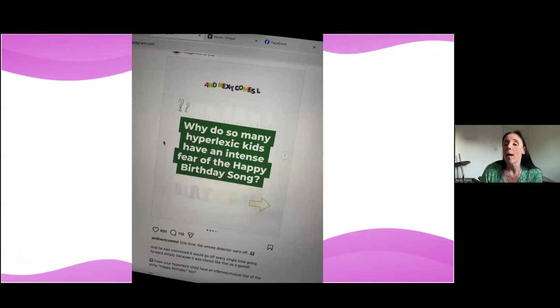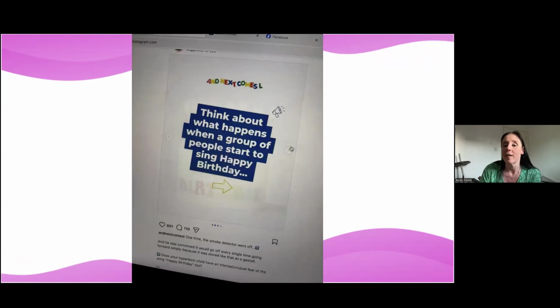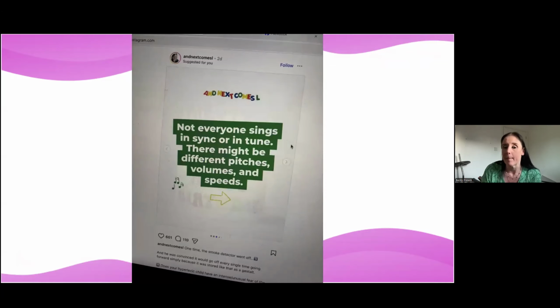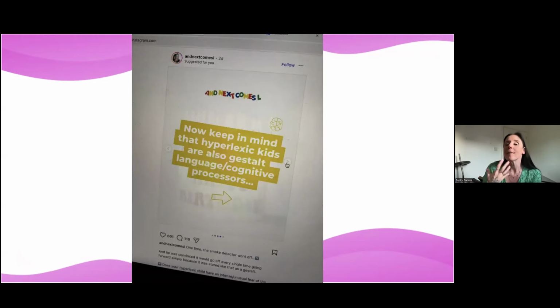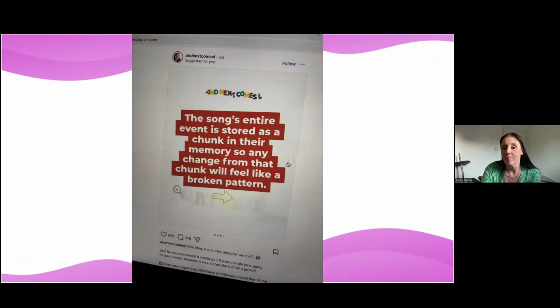So why do so many hyperlexic kids have an intense fear of the happy birthday song? Think about what happens when a group of people start to sing happy birthday. Not everyone sings in sync or in tune. There might be different pitches, different volumes, different speeds. It sounds messy, doesn't it, when a group of people sing happy birthday? We know that. You've got your singers, your non-singers, those who are in key, those who are singing it funny for comic effect. There's all sorts of variations. Keeping in mind that those hyperlexic children are often Gestalt language or cognitive processors.